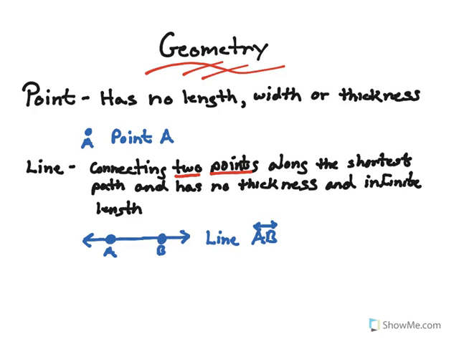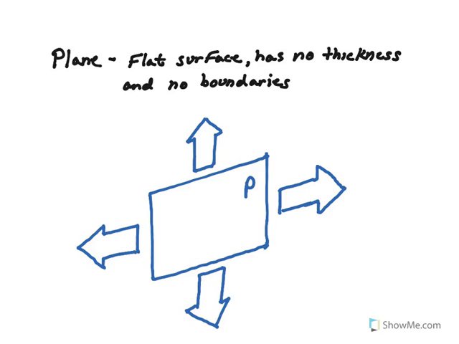All right. The next thing I want to talk about is a plane. So a plane is basically a flat surface, any flat surface. It doesn't have any thickness or boundaries. So a plane could go on forever and ever, and that's indicated with the arrows. We have a plane, sort of like a rectangular shape, and it's going in all directions to infinity. It means it doesn't end.